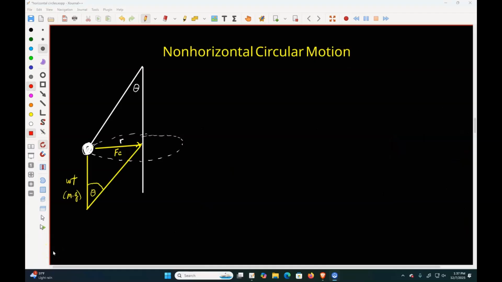The next example is a non-horizontal circular motion. Think of it like a tetherball going around a pole. Okay, in the white, I have a distance triangle. On the bottom, yellow, I have a force triangle. Okay, so I can say again that the tan of theta is equal to the opposite, which is the centripetal force, over the adjacent, which is the weight, or mass times gravity.